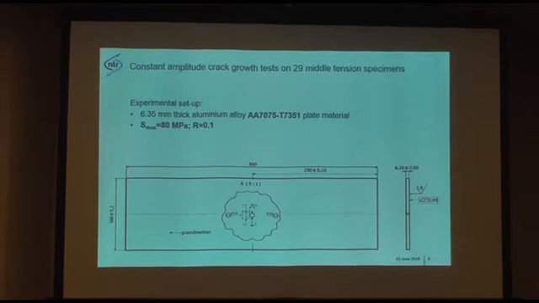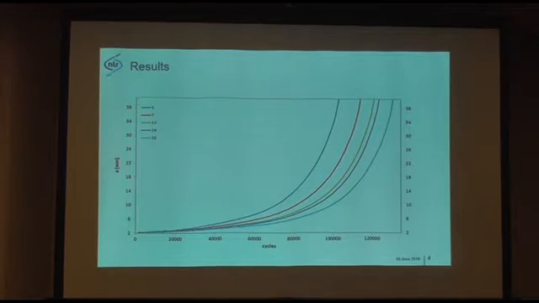So what we did was 29 middle tension tests on 7075 plate material with only one stress range, with a maximum stress of 80 megapascal and 0.1 stress ratio. And we had an initial crack size of 2 millimeters. And here you see the results.